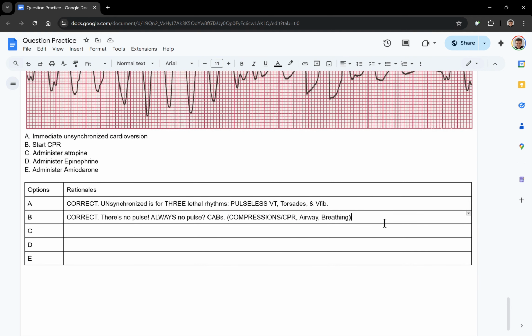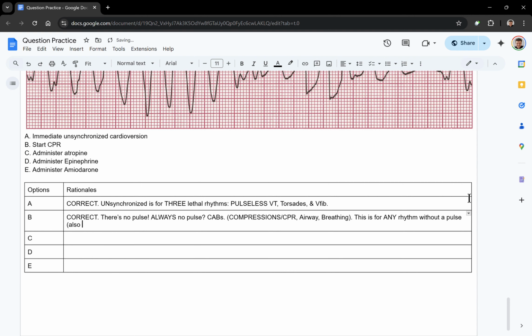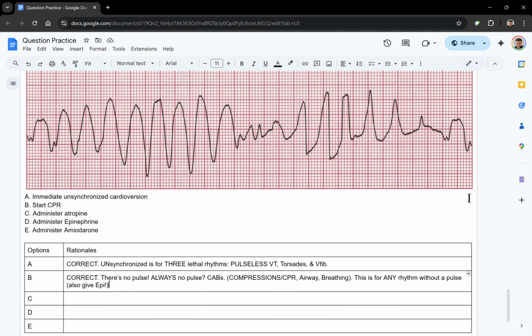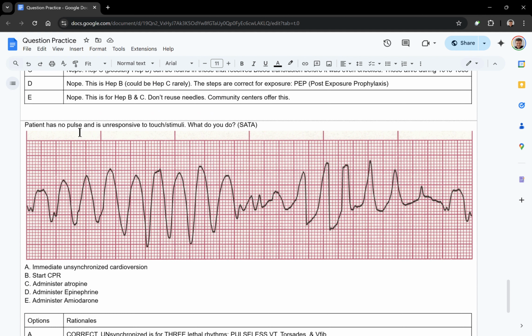So there's no pulse, all right? This is for any rhythm without a pulse. I already said that. Because when there is a pulse and there's a lethal rhythm, you could go back and forth, like VTAC with a pulse or VTAC without a pulse. But when there's no pulse, it's automatically CPR, and what else? Epi, for any rhythm without a pulse. So CPR and epi for every single rhythm that has no pulse. There's no exception to that. Whereas you don't do CPR if someone has a pulse and a low blood pressure, for instance. If the patient had a low blood pressure, I would not do CPR. The fix is to fix the underlying cause, which is always the right answer.